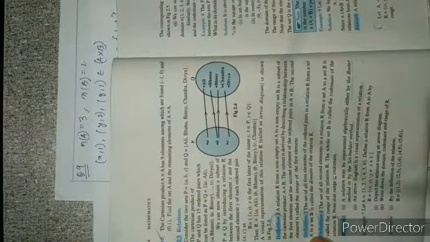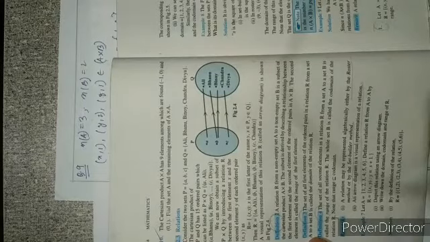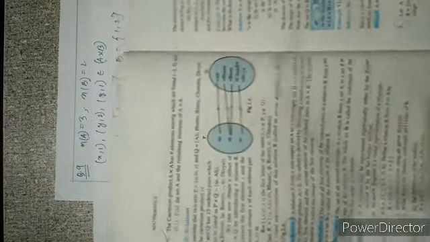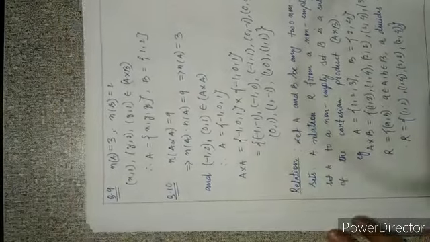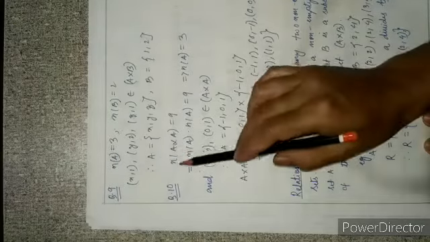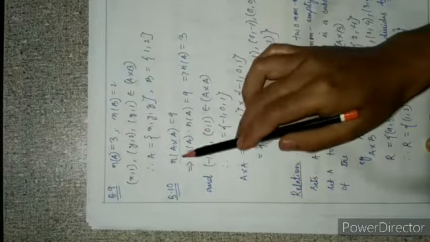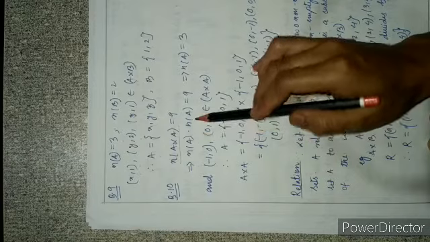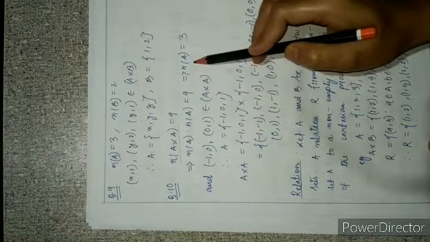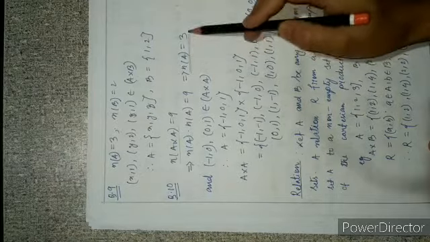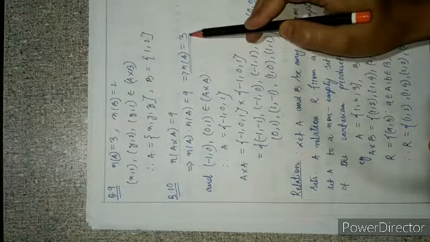Find the elements of set A and the remaining elements of A cross A. Question number 10. The number of elements of A cross A is 9. The number of elements of A cross A is given by n(A) into n(A), which is equal to 9. Taking the square root on both sides, the number of elements of A will be equal to 3.